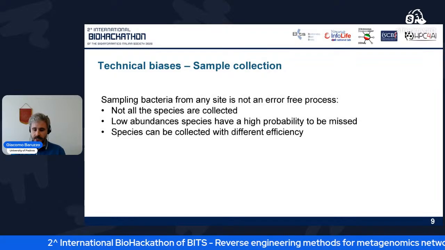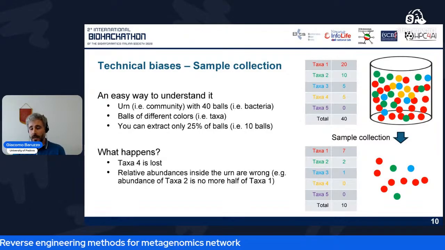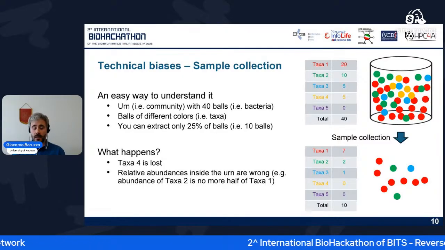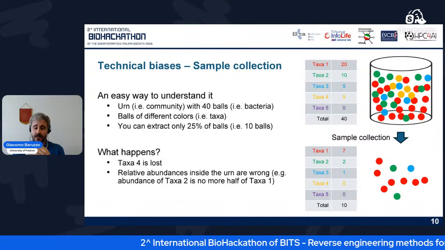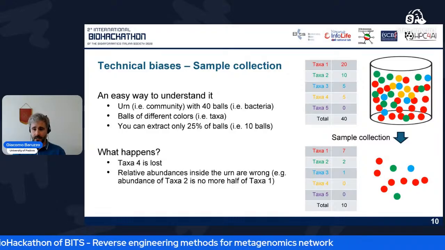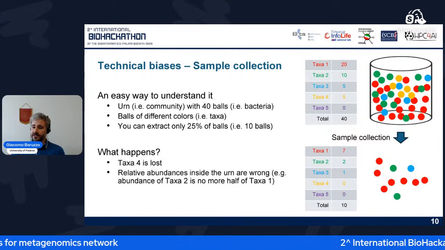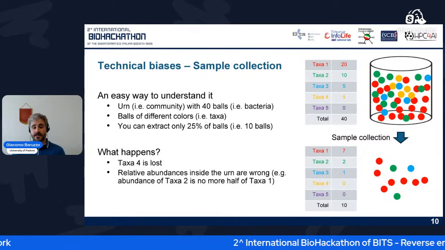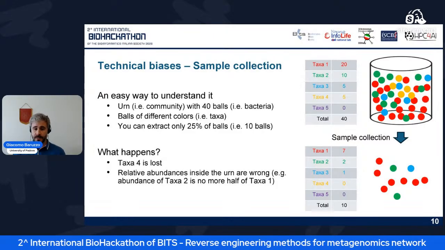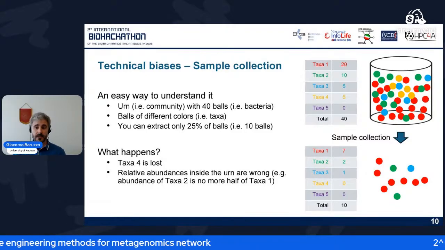Again, just to give you an idea, let's see for example our environment represented as an urn, our bacterial community. In this case, with 40 balls, we can think about the overall absolute abundance of bacteria. So we have 40 bacterial cells. And the different colors are again the different species, the different taxa. We have 20 bacteria of type 1, 10 bacteria of type 2, and so on. And our extraction protocol, our sampling process, is not perfect, and allows us to measure just 25% of the overall biological material, in this case just drawing from the urn 10 balls instead of 40.